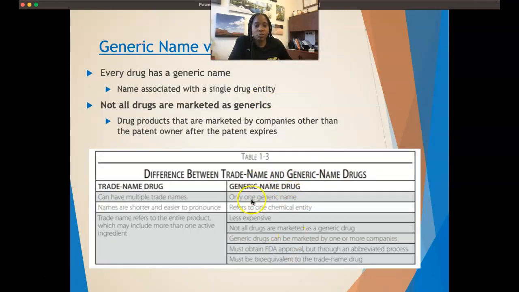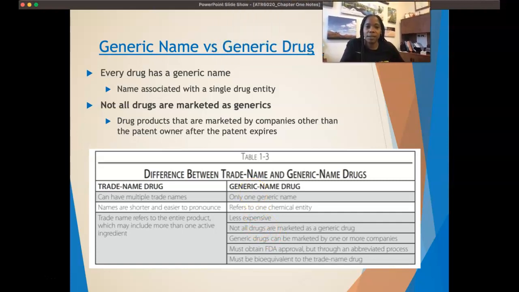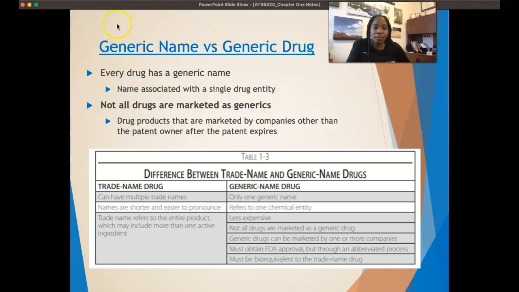Then you have the generic name drug. Only one generic name exists. It refers to one chemical entity. The other thing with the generic name, interestingly enough, is it's less expensive. And then not all drugs that have generic names are marketed as a generic drug. That is so different, right? Okay, generic drugs, on the other hand, can be marketed by one or more companies. Everybody okay with this? Hopefully so. If not, we can get clarity in the discussion board. But it is a big deal to note that the generic name is not reflective of a generic drug, right?